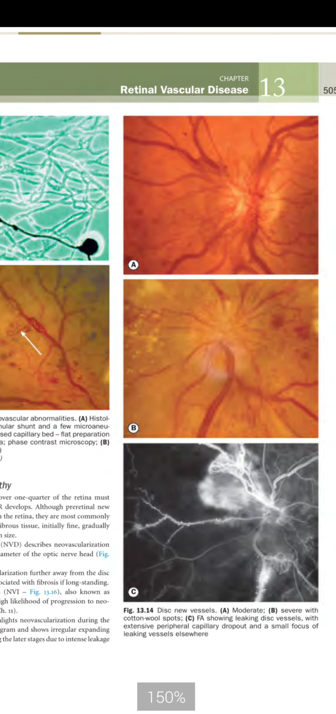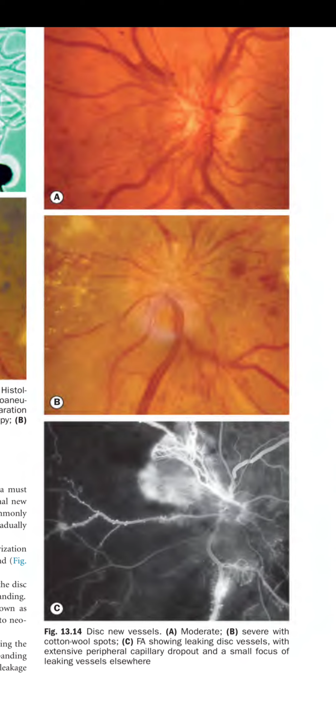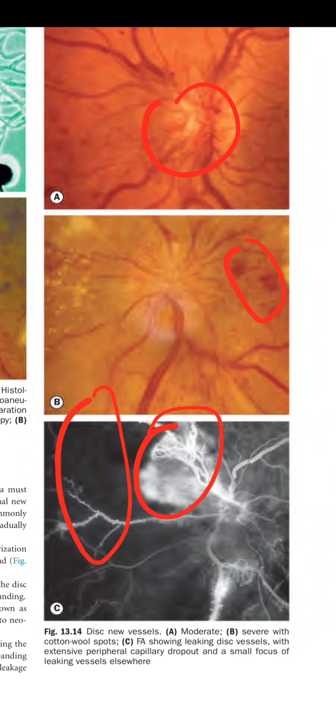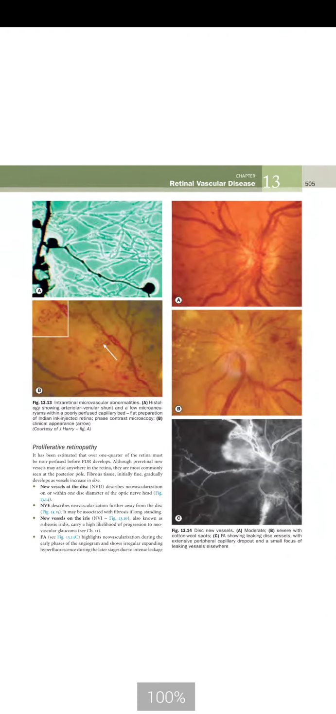So this is a disc new vessel, so you can see the new vessels at the disc, and B is showing a severe case with cotton wool spots. So there are new vessels along the cotton wool spot. C is showing leaking disc vessels with extensive capillary dropout. So there is capillary dropout and a small focus of leaking capillary vessels elsewhere.